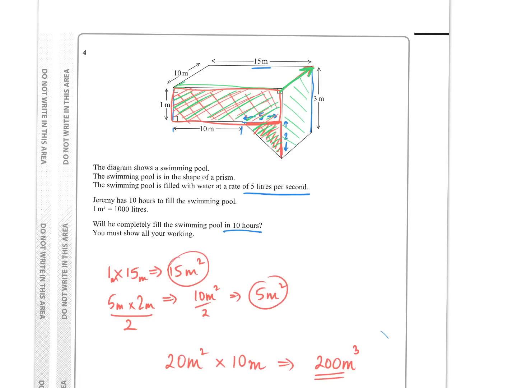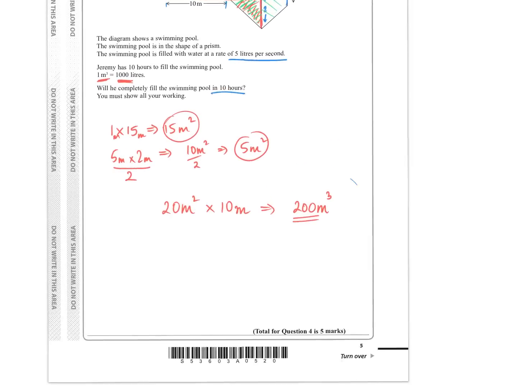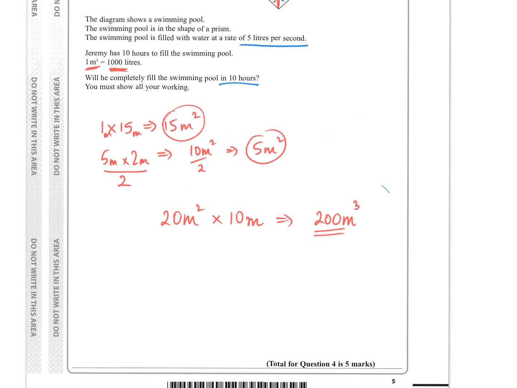Now it says here that 1 metre cube is 1,000 litres. So that's not too hard to work out, that the total volume is going to be 200 times 1,000, which is 200,000 litres. Okay, so that's the first part done. We've found the volume of the pool.